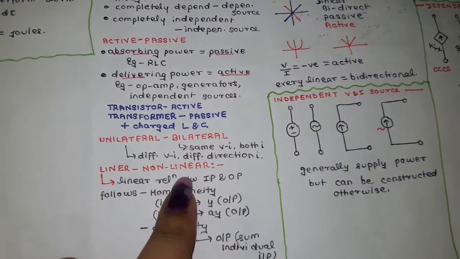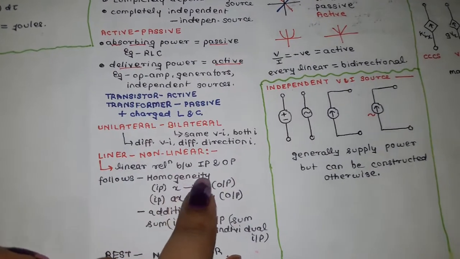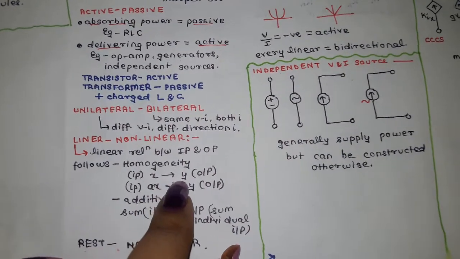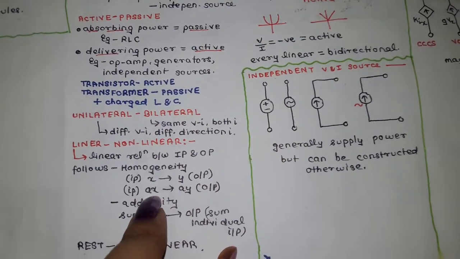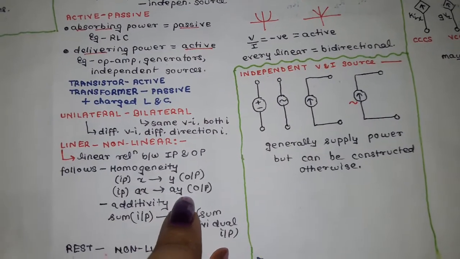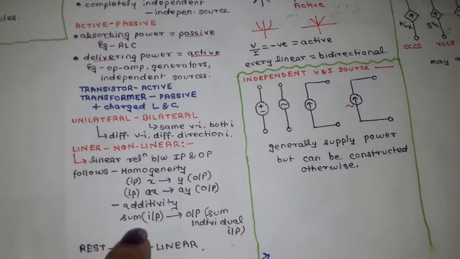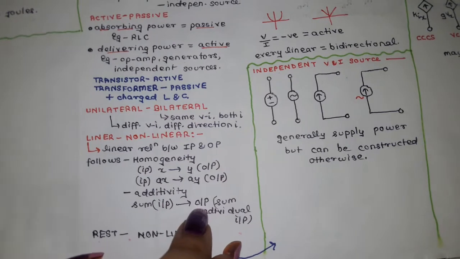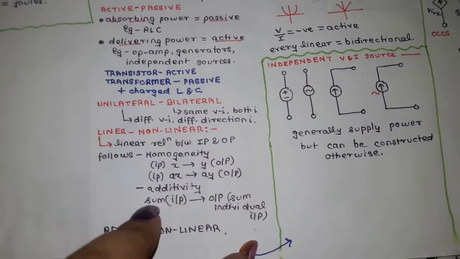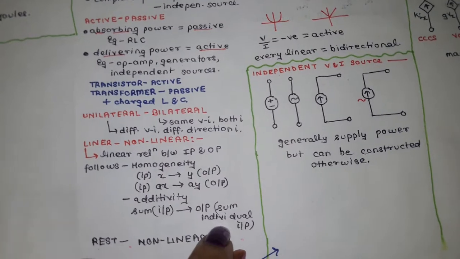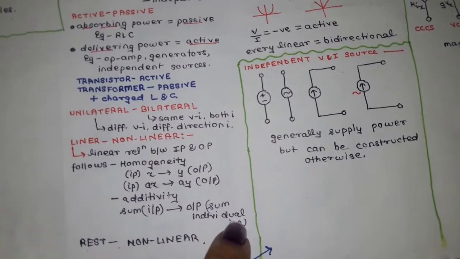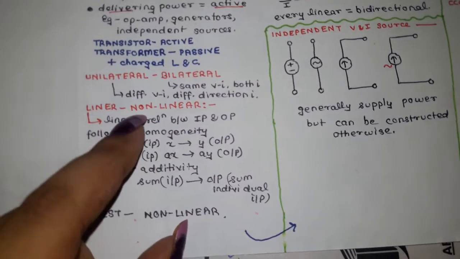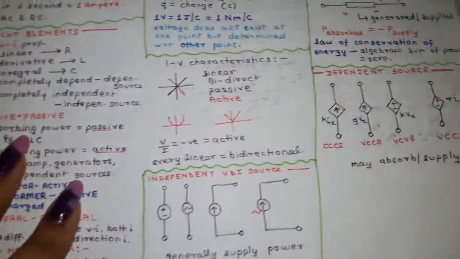Then we have linear, non-linear elements. So linear elements have these things known as homogeneity and additivity principles. In homogeneity, what happens is, if you multiply a certain constant to the input, then that same constant is multiplied by the output as well. And additivity is like if you are giving n number of inputs to a system and you are receiving n number of outputs, so if you sum those n inputs together, then you will get the output which is the sum of all the individual outputs from those individual inputs. So those that do not follow this come under the category of non-linear elements.